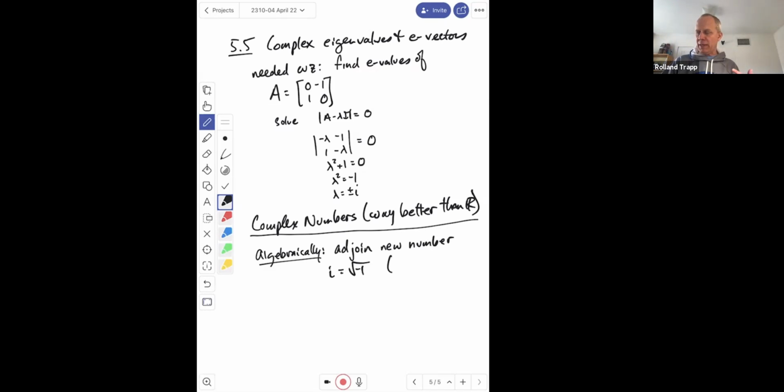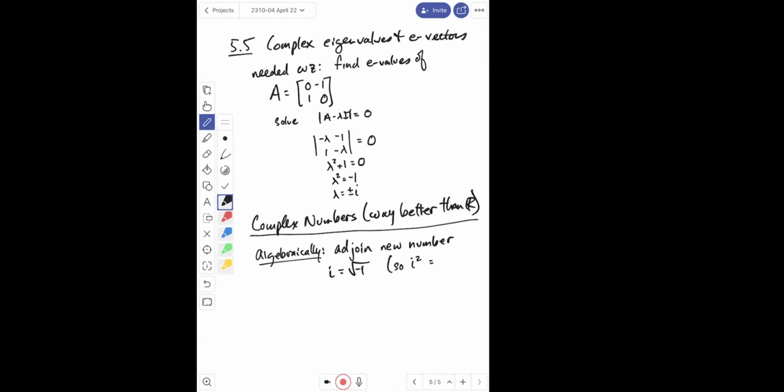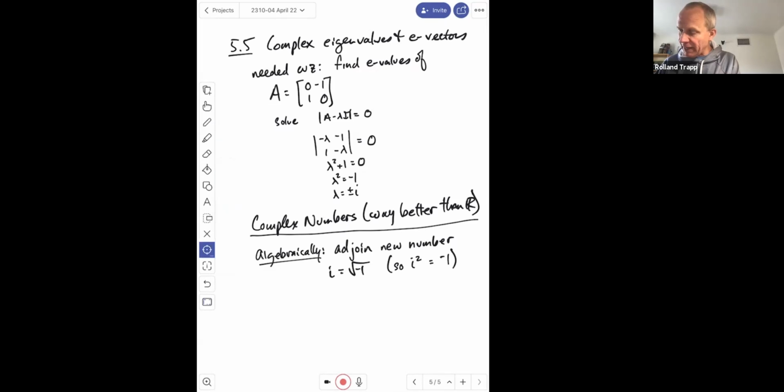By the way, if it's the square root of -1, then I know what i squared is. It's -1, right? That's what I mean by a square root. So if I multiply it by itself, I get -1. So we're going to adjoin this number to R, to the real numbers, to get complex numbers.